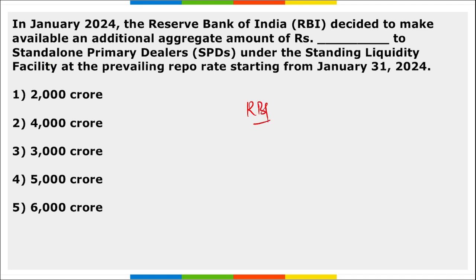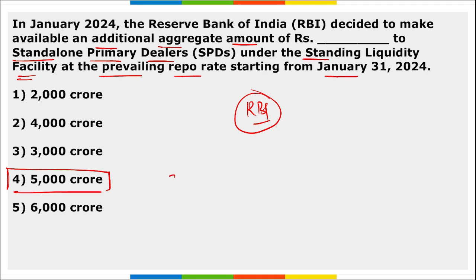Next, RBI have decided to make available an additional aggregate amount of dash to the standalone primary dealers under the standing liquidity facility at the prevailing repo rate starting from Jan 31st, 2024. So RBI decided to make available an additional aggregate amount of 5,000 crore rupees to standalone primary dealers, correct? Take a note of this. Also remember, the repo rate is currently at how much? It is 6.5% and it was unchanged during the budgetary sessions, right?